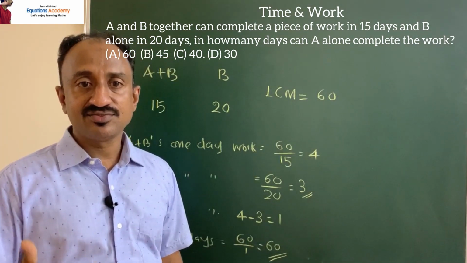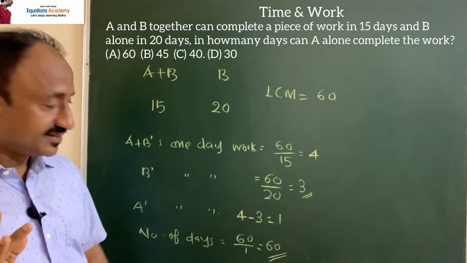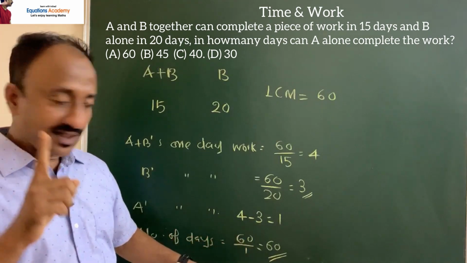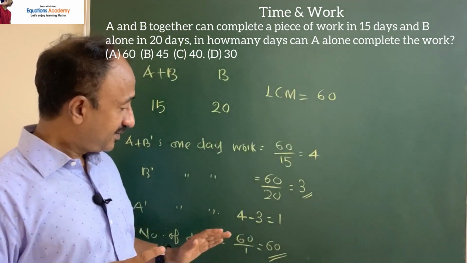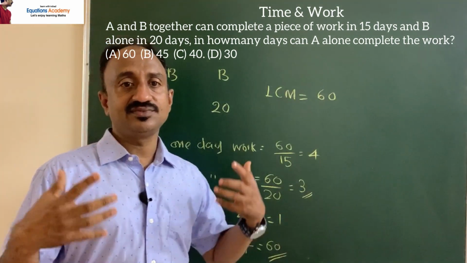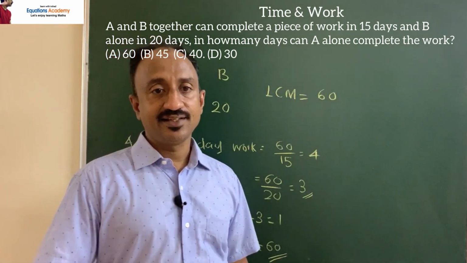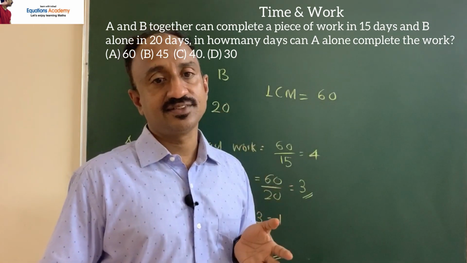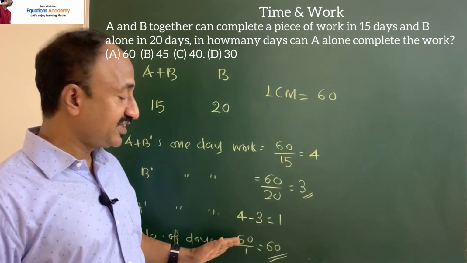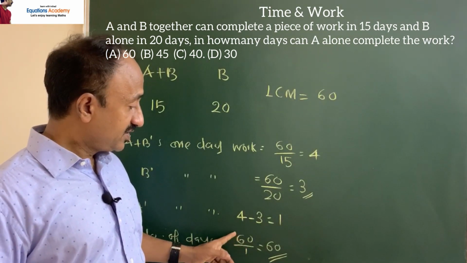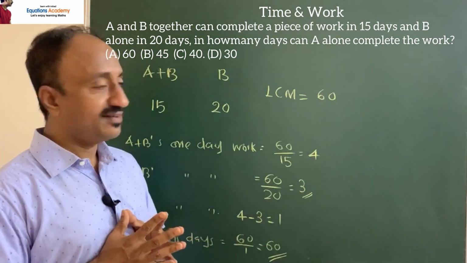So 60 units of work A alone will do in 60 days. The total units, 60, divided by the number of units it works in a day. So 60 divided by 1, 1 unit in a day. So 60 units, 60 days. So the number of days A takes is 60 total units divided by 1 unit a day. 60 divided by 1 is equal to 60. So option A is the right answer.